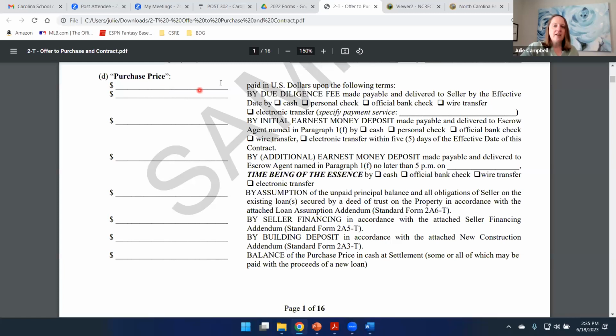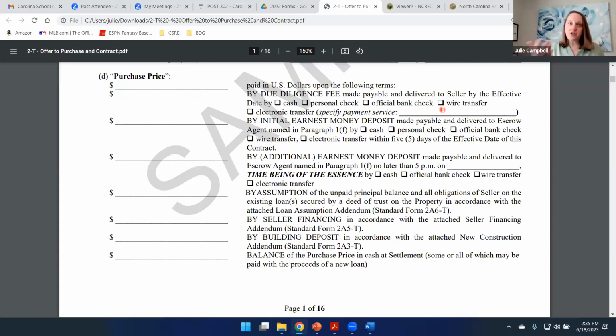The next line is for our due diligence fee, made payable and delivered to the seller by the effective date in the form of cash, personal check, official bank check, wire transfer, or electronic transfer, specify service. So we're not only going to put the amount of the due diligence fee, but also who it's made payable to, when it's due, and in what form we're going to deliver it.